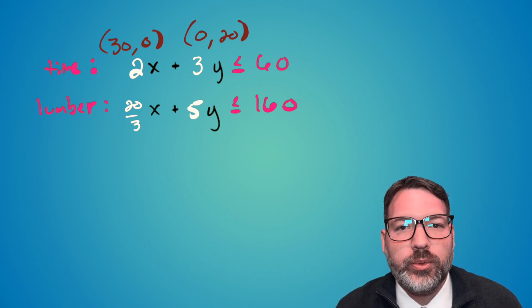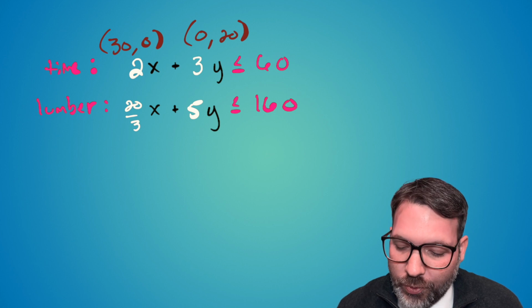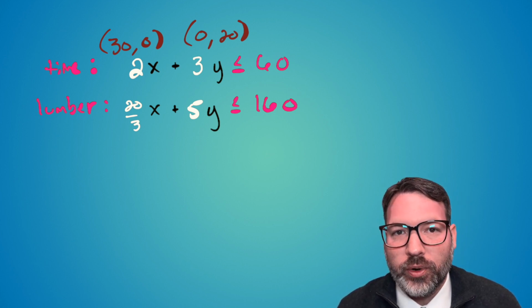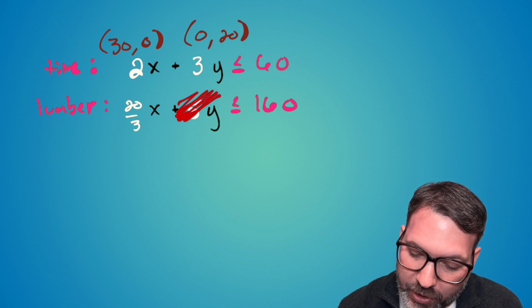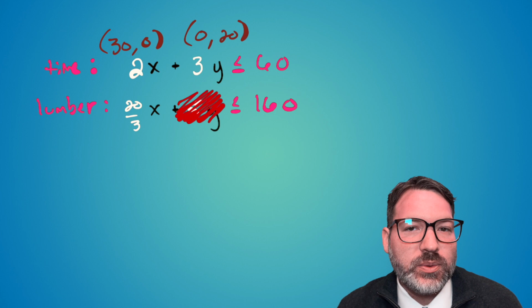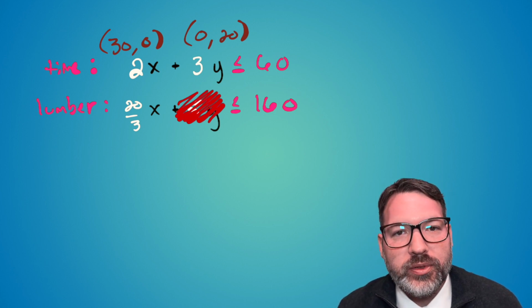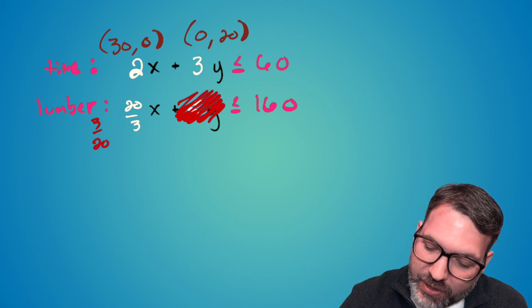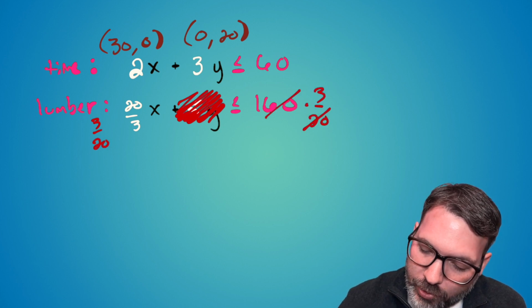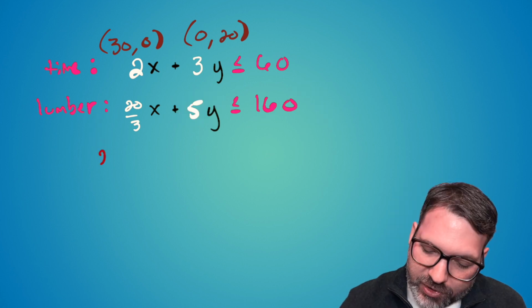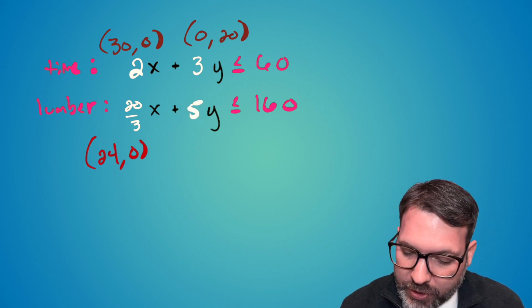Let's do the same thing now with respect to our other constraint. If we only made tables and we use all 160 board feet of lumber, so basically we're going to completely ignore the chair part of that inequality, what could x be here? Well, we would either multiply both sides of this inequality by 3 over 20 or divide by 20/3. That ends up being the same thing. And what we're going to get in that case is 8 times 3 is 24 tables. So there's another x-intercept, 24, 0.